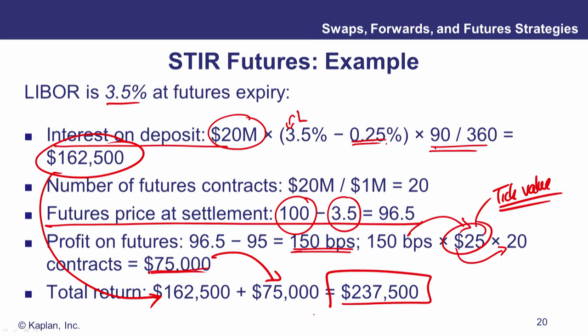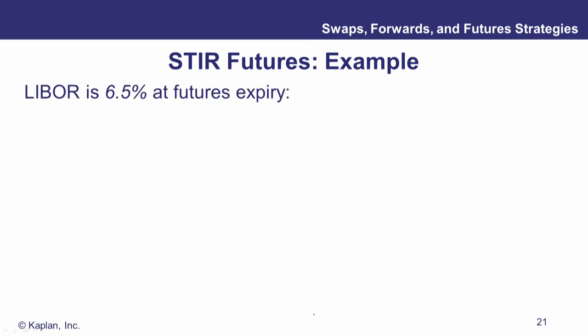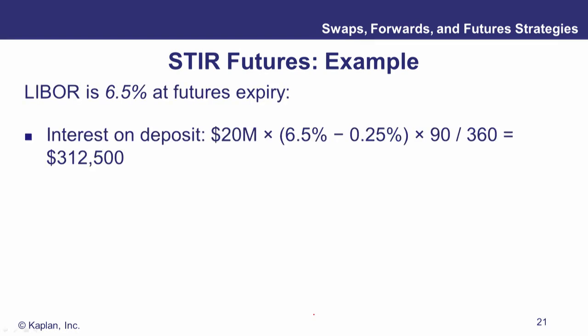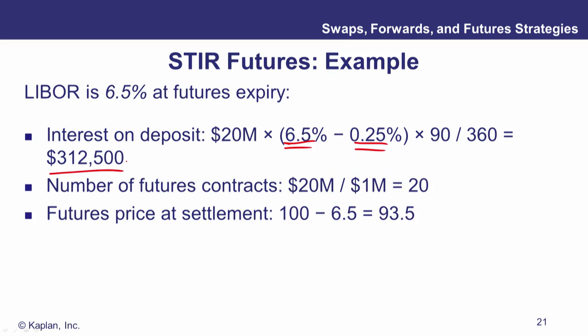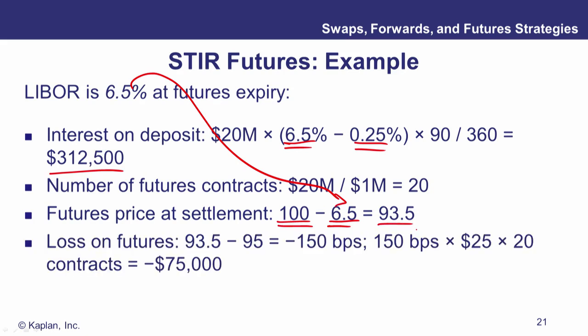Almost trivially, if LIBOR goes up, yes, we get more interest on our deposit. I'll let you check those numbers. We're going to find ourselves losing on the STIRs though, aren't we? Because 100 minus 6.5 is lower than where we bought the STIR. We bought the STIR at 95. So we've lost on the futures here.